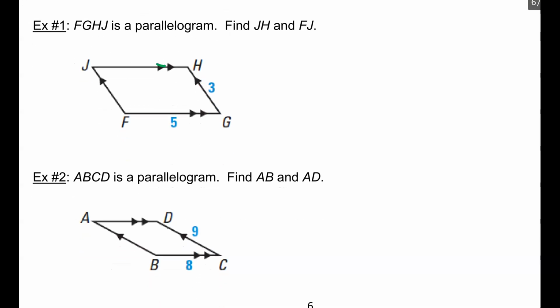So we have two parallelograms here. Notice they gave us the parallel symbols. Amazing. So because we have those parallel symbols, we can go through and say, you know what? These two sides are congruent. These two sides are congruent. So JH is going to be equal to 5 because it's the exact same length. And then we have FJ is going to be the same thing as what's across from it, which is 3.